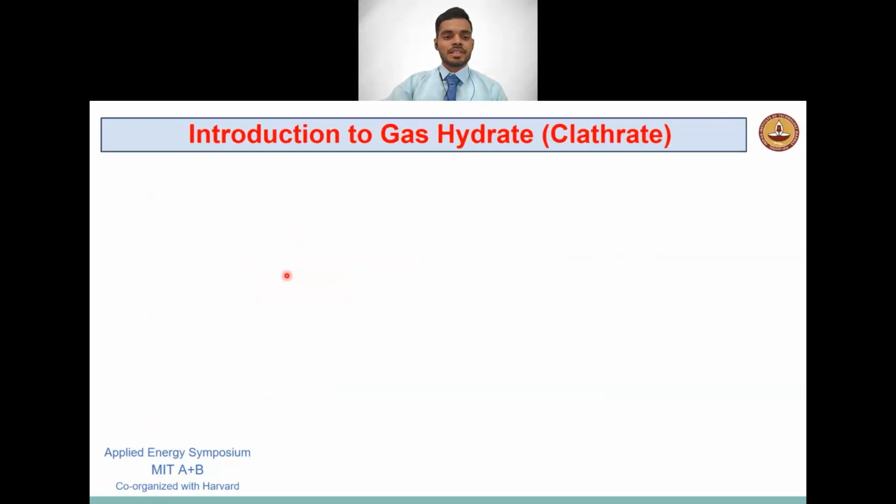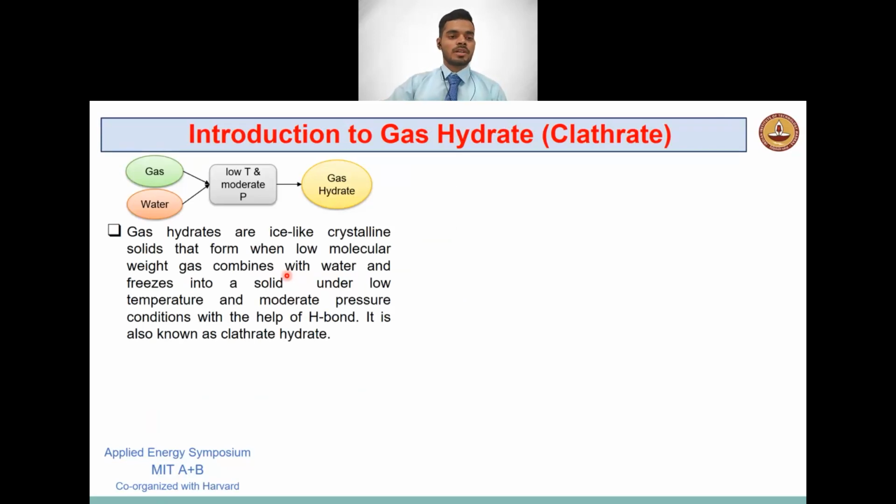Talking about the gas hydrate, basically gas hydrates are formed in the presence of gas and water at a low temperature and a moderate pressure. Gas and water convert with the help of hydrogen bonds into an ice-like crystalline solid, which is also known as a clathrate hydrate. One meter cube of gas hydrate has a storage capacity of around 164 meter cube of gas at standard temperature and pressure, in the presence of 0.9 meter cube of water.